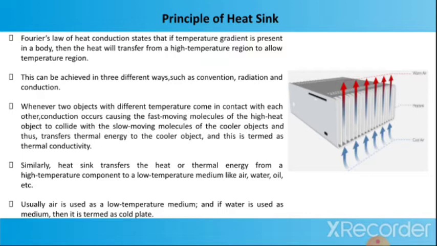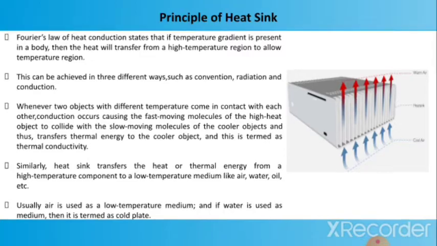Similarly, a heat sink transfers the heat or thermal energy from a high temperature component to a low temperature medium like air, water, oil, etc. So basically, heat sink follows the principle of Fourier's law. Usually, air is used as the low temperature medium, and if water is used as the medium, then it is termed a Fourier plate. So this is the diagram.